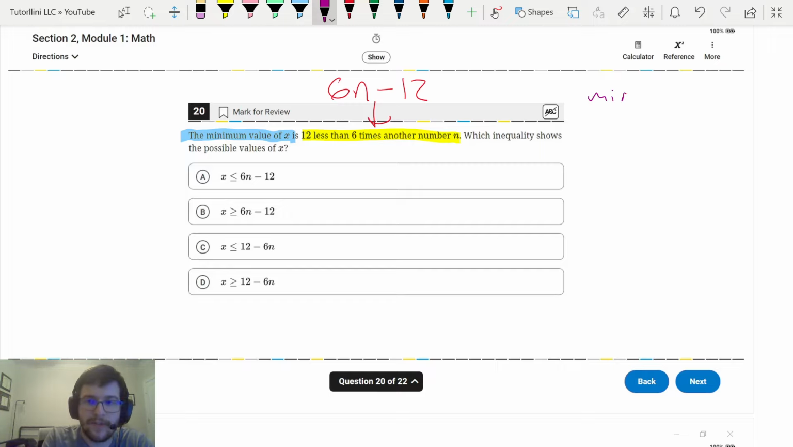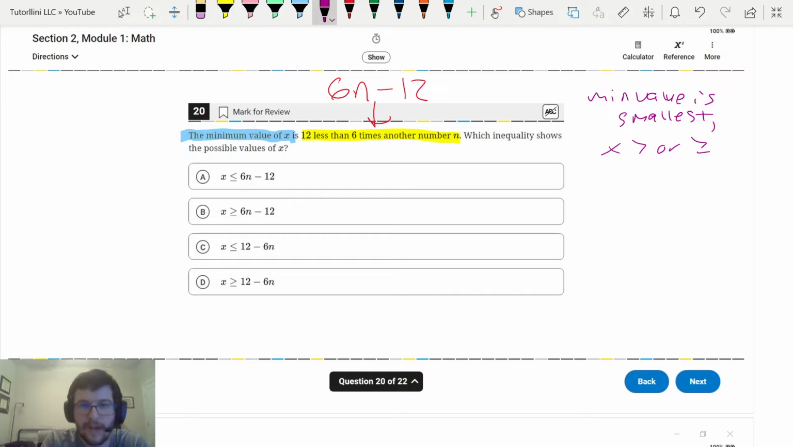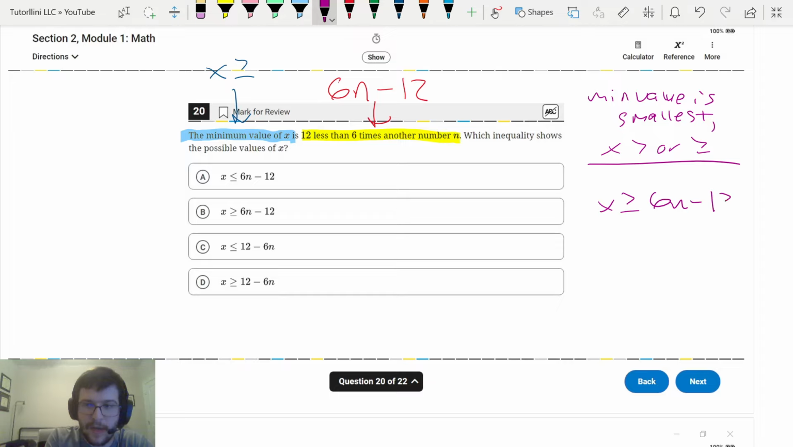The minimum value is the smallest, right? So that should tell you that x is greater than or equal to that thing. We're going to do greater than or equal to for this one, because the minimum value includes that minimum, and you can also tell there's equal-tos from all the answer choices. So x is greater than or equal to 6n minus 12. And that's the answer.